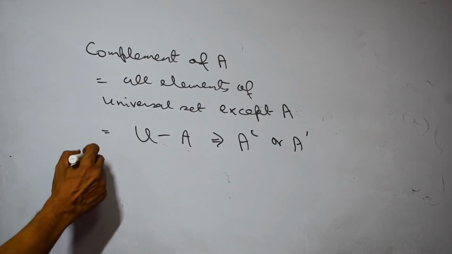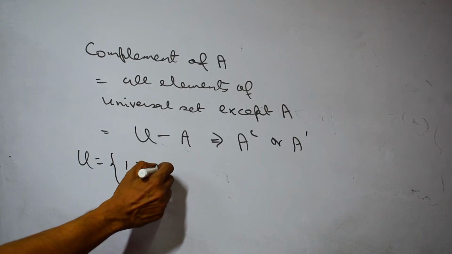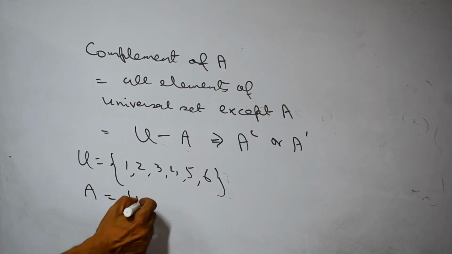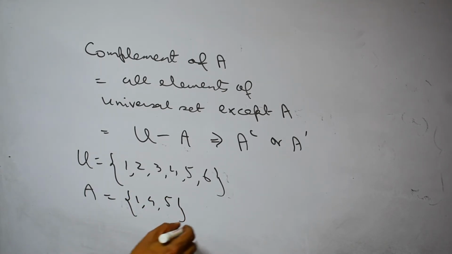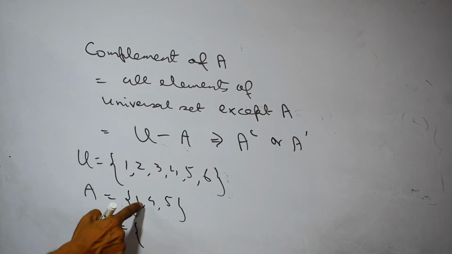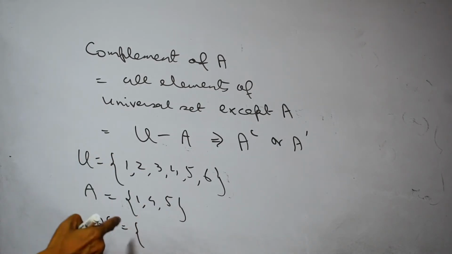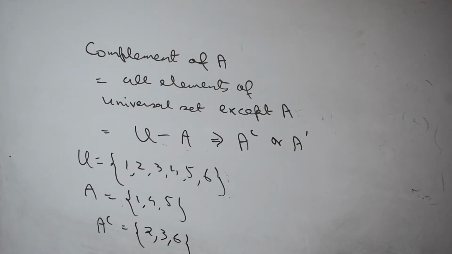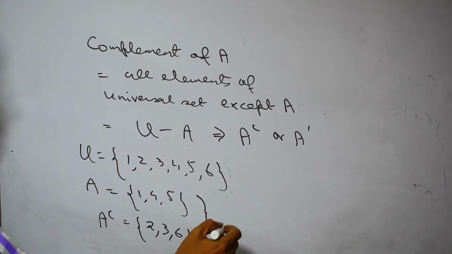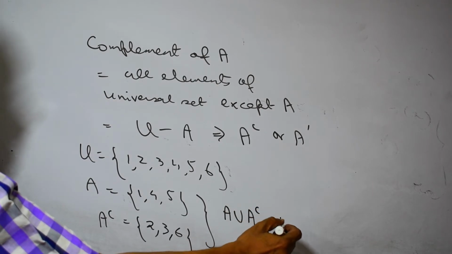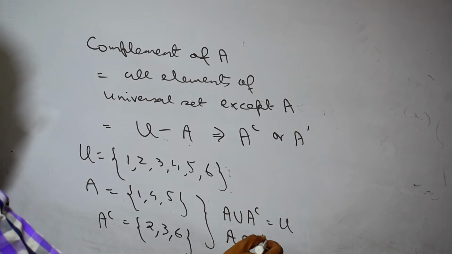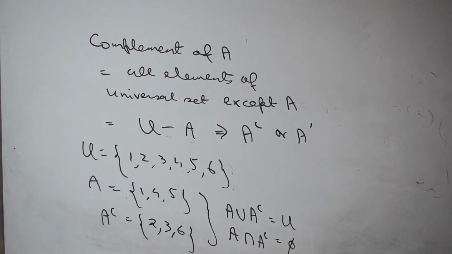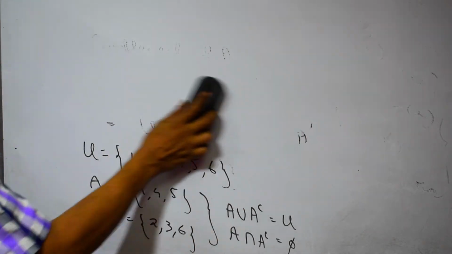That means if I have a universal set U given as 1, 2, 3, 4, 5, 6, and A is given as 1, 4, 5, then for A complement we will not take 1, 4, 5, so which are remaining? 2, 3, 6. So this is the complement. If I take the union of these two, A and A complement, then we will get the universe. But noticeable is that A intersection A complement is empty. That means they are disjoint sets. A and A complement cannot have any common elements.